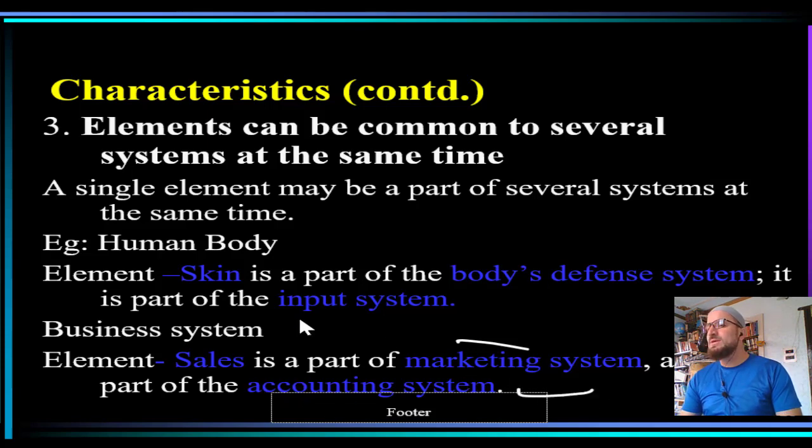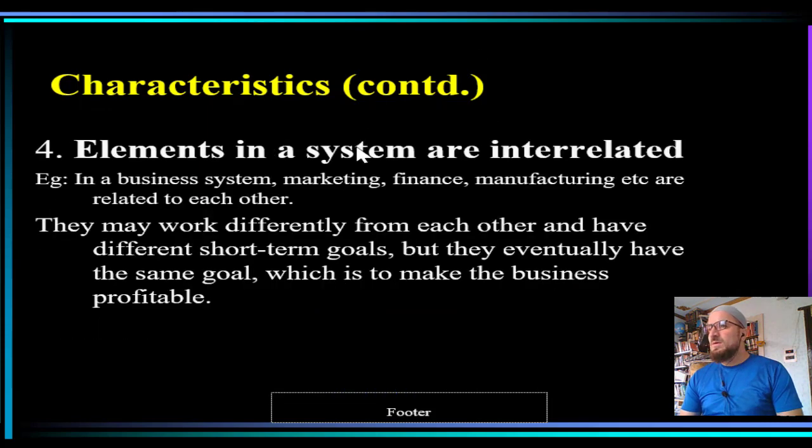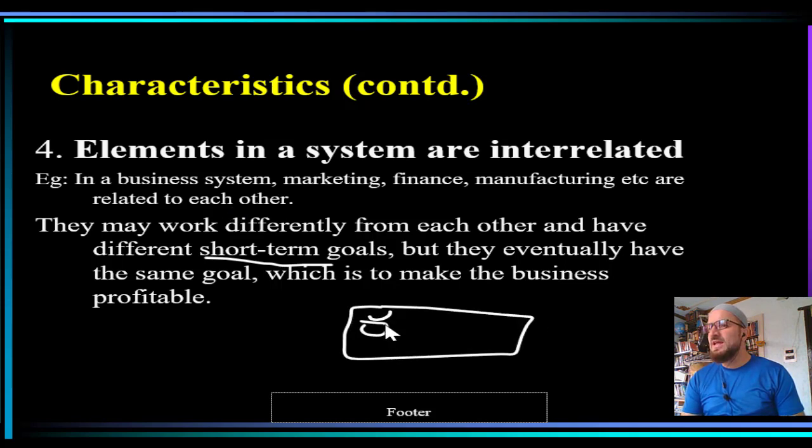So you can have an element that is part of many systems, but the elements in a system are interrelated. Parts of a system can have their short-term goals, but overall they are working to accomplish the particular task. For example, in a business system, marketing, finance, manufacturing, etc. are related to each other. And if a system has subsystems, those subsystems can have their short-term goals, but overall they work together. For example, in the digestive system, the mouth is doing its own job, the stomach is doing its own job, different from the mouth, but they are interrelated and accomplishing one task, that is digestion.